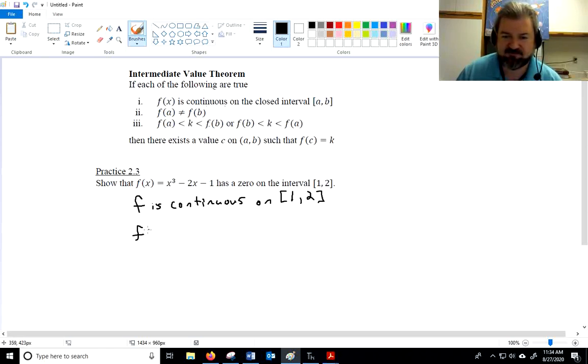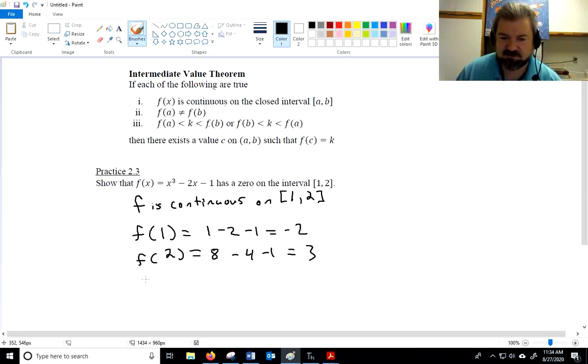Now let's find what f of a is. F of 1 is equal to 1 cubed is 1, minus 2 minus 1, that is a negative 2. Let's find out what f of 2 is. F of 2 is 2 cubed is 8, 2 times 2 is 4, minus 1 is 3. So clearly f of 1 does not equal f of 2.